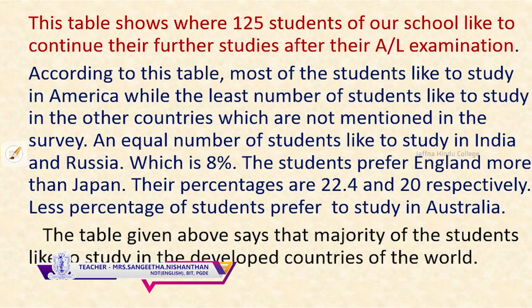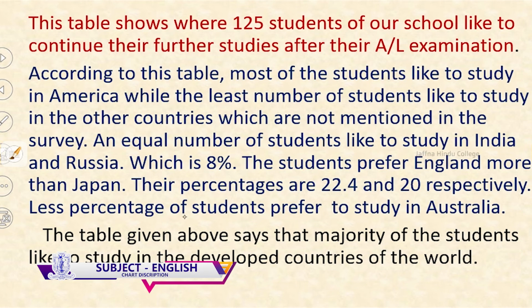The students prefer England more than Japan. Their percentages are 22.4 and 20 respectively. And a lower percentage of students preferred to study in Australia. They didn't mention the percentage for Australia. There's no need to mention it here.